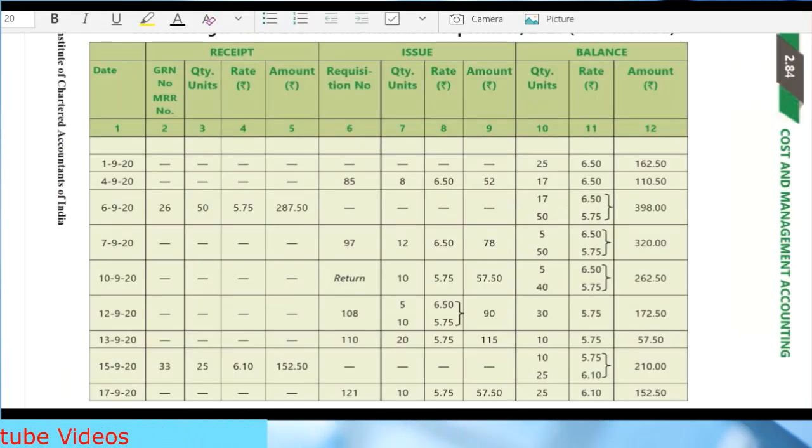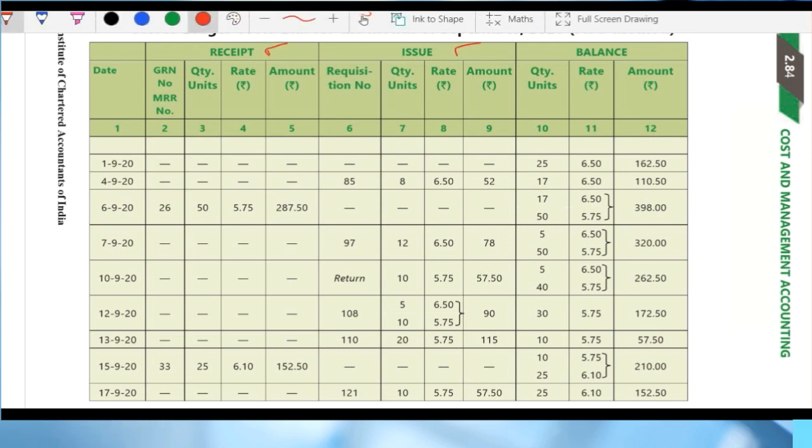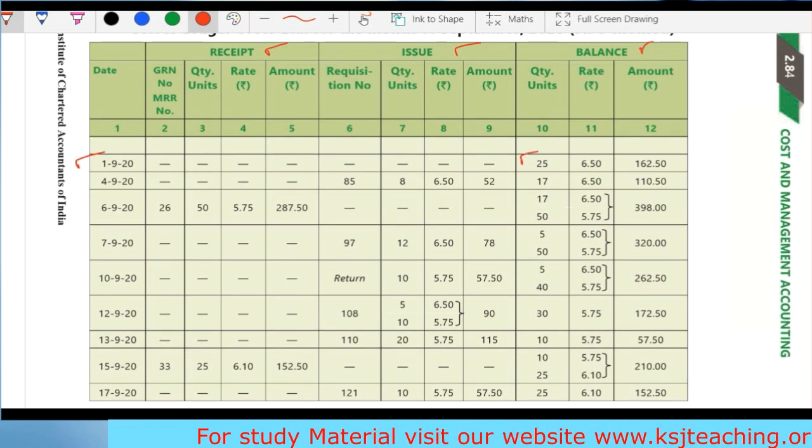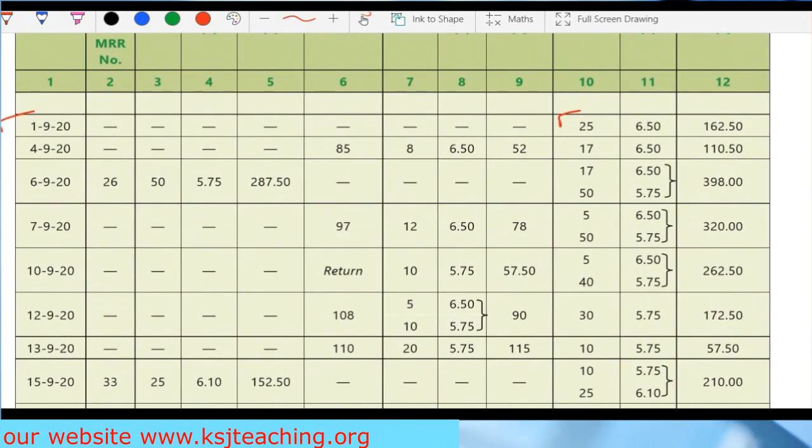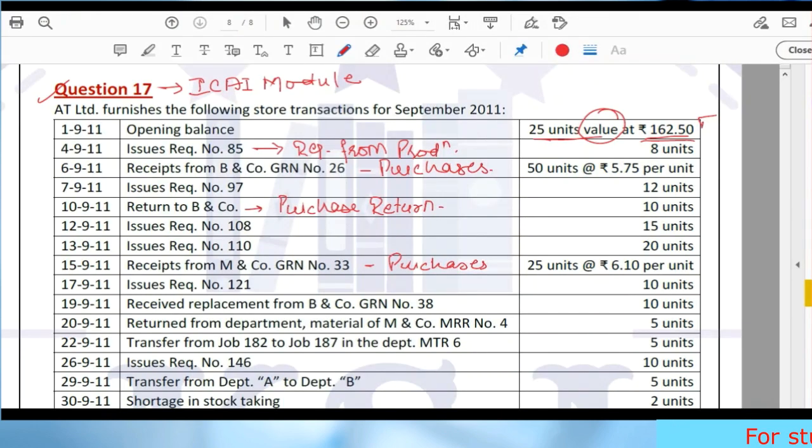So what you will record? See, date is there, then receipts, payments, issue, and balance, right? So on 1st of September, we'll write the opening balance of 25 units, right? We'll write the opening balance of 25 units. Value is 162.50. That means the per unit value is 6.50. Clear? This is the first transaction.